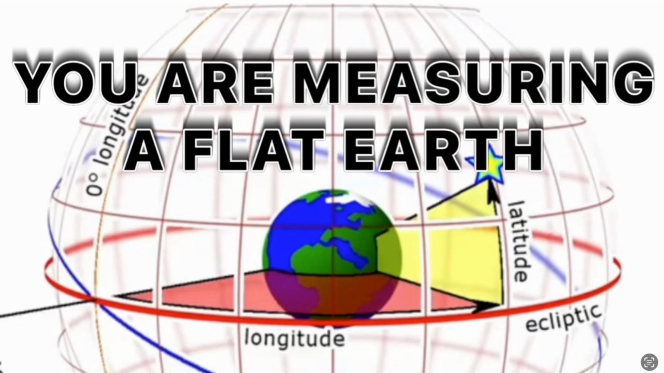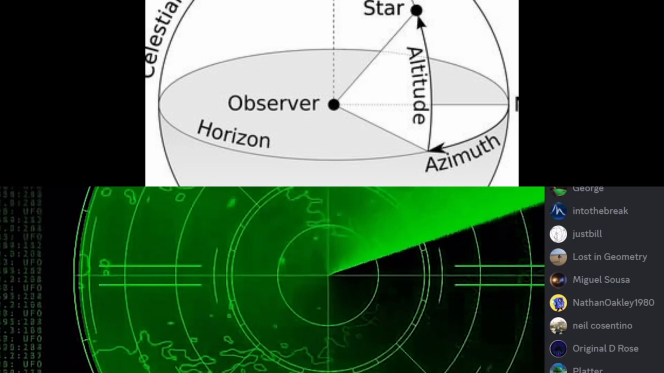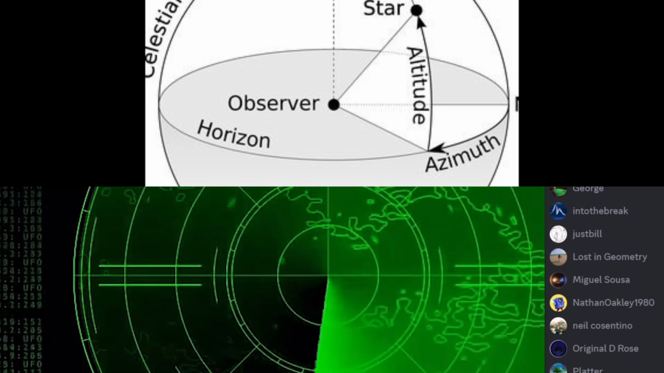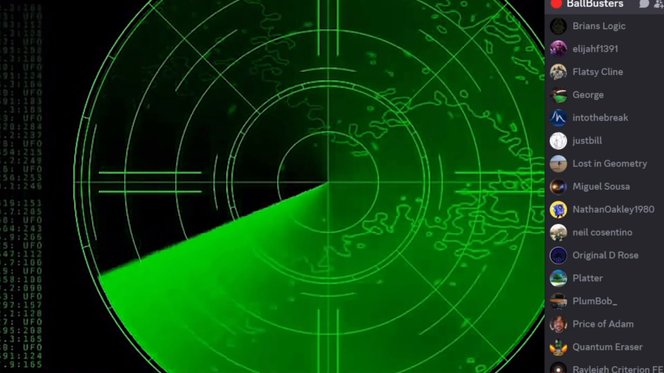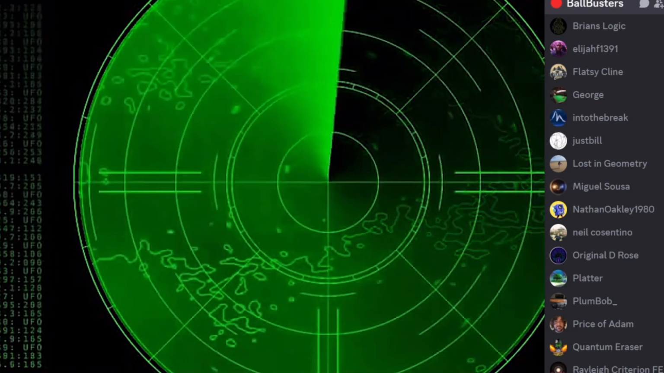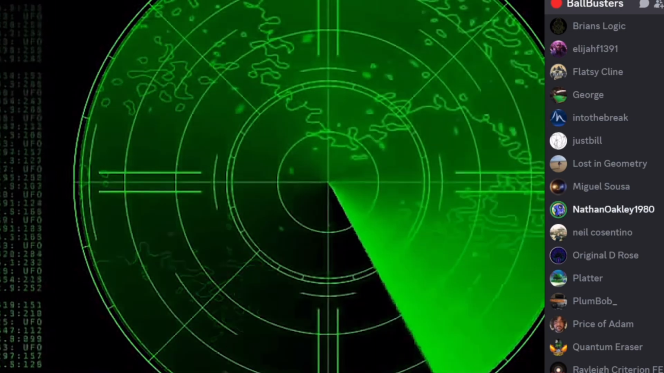When you're taking an elevation like what's just been posted in Ballbuster's text chat, when you're trying to measure the elevation to a star, you're not actually using the entire Earth as your plane. You're using more of like an imaginary plane. Like if I was on top of a mountain, now my plane, now my elevation... Yeah, no, it's not an imaginary plane. It's the plane that you're standing on and measuring.